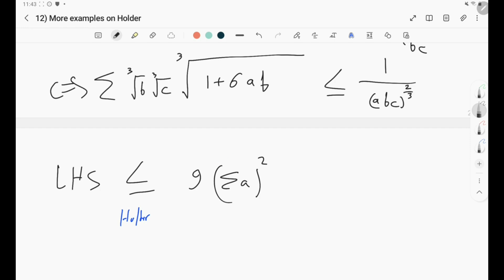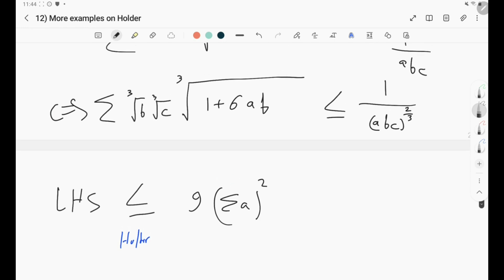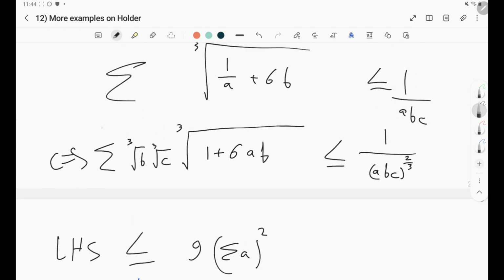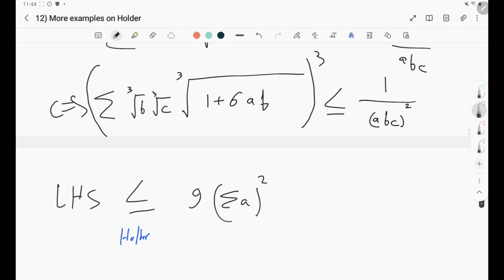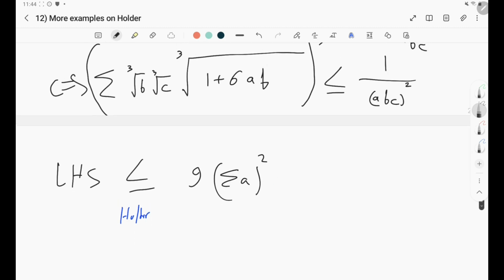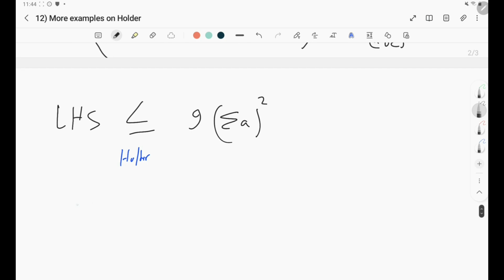And don't forget that, let's actually cube this. If you cube it, you just need to show this. Now, the LHS here is less than 9 sigma A squared. So now our goal is to show something like this. It's enough. Remember, it's not an equivalence.